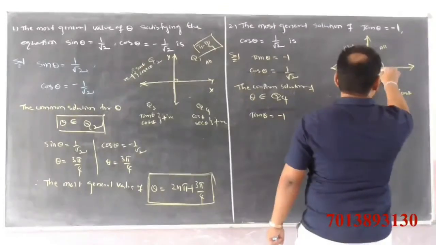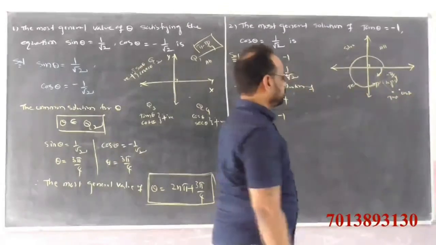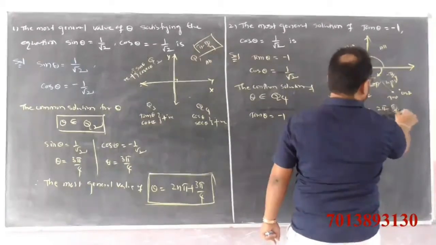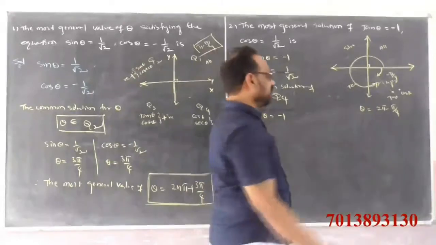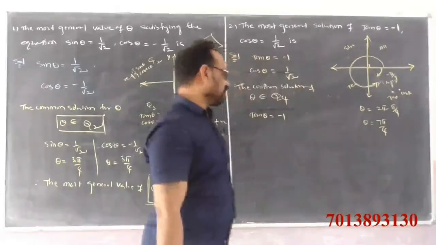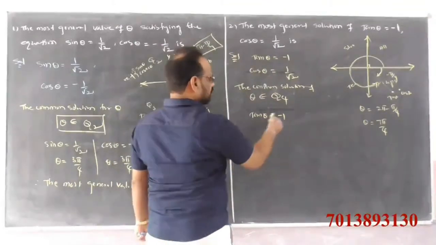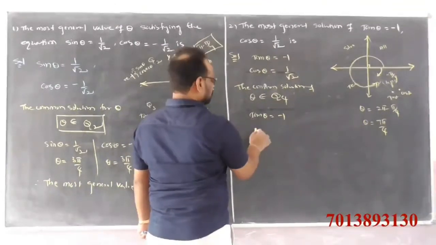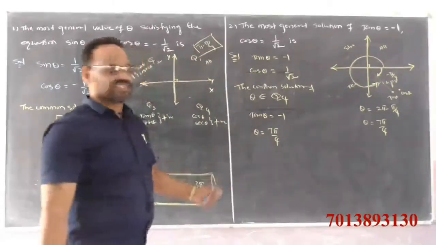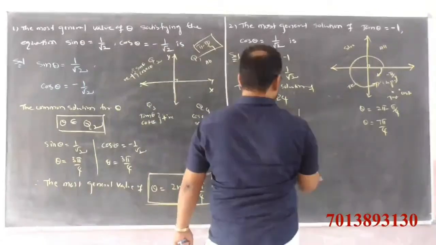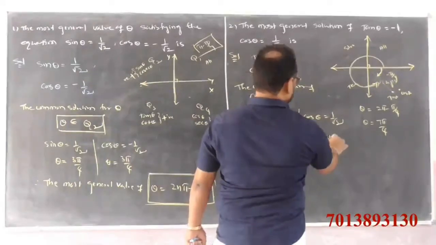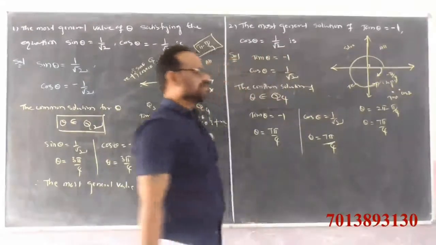Observe here: theta is equal to 2 pi minus pi by 4, in the fourth quadrant. 4 twos are 8, 8 minus 1, so theta is equal to 7 pi by 4. So tan theta equal to minus 1 if and only if theta is equal to 7 pi by 4. Also, cos theta is equal to 1 by square root of 2, so theta is here also 7 pi by 4.